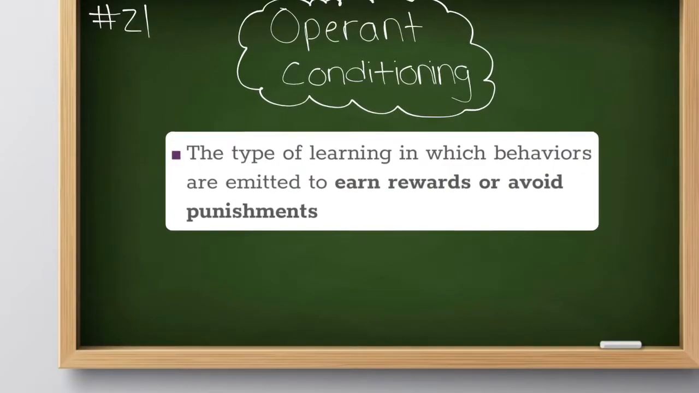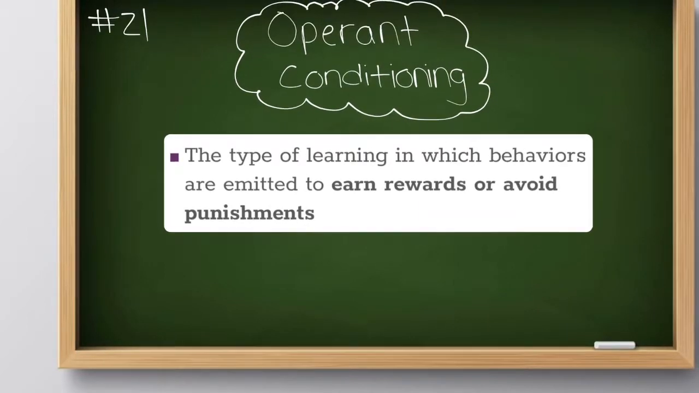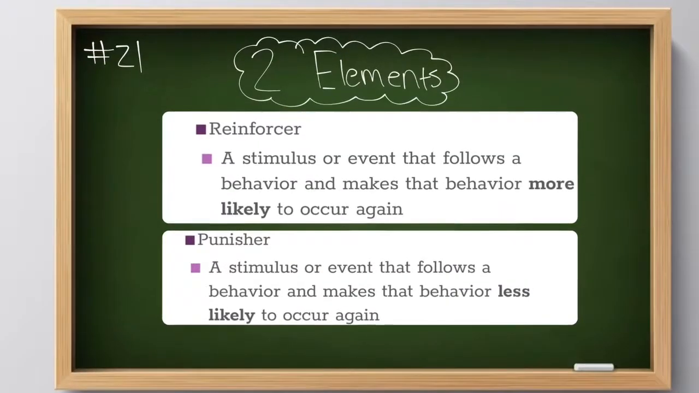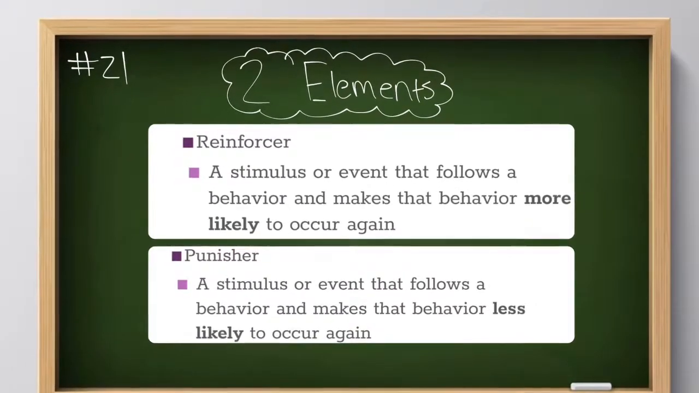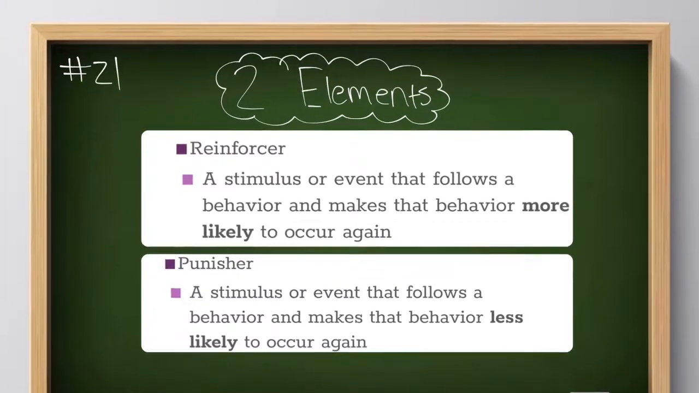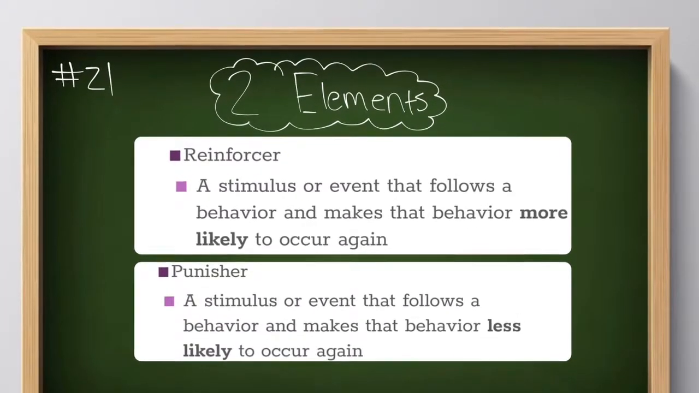So now that we are experts on classical conditioning, I will be talking about the other type of conditioning, which is operant conditioning. The book definition of operant conditioning is the type of learning in which behaviors are emitted to earn rewards or avoid punishments. Now, operant conditioning comes with 2 elements, that being the reinforcer and the punisher. The reinforcer is a stimulus or event that follows a behavior and makes that behavior more likely to occur again. And the punisher is a stimulus or event that follows a behavior and makes that behavior less likely to occur again.